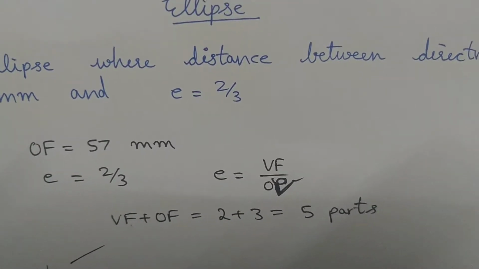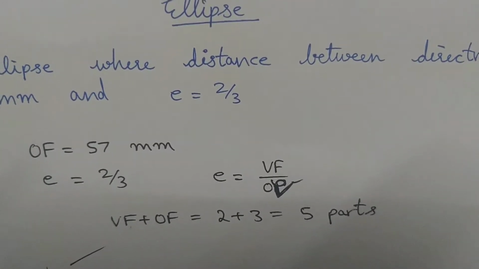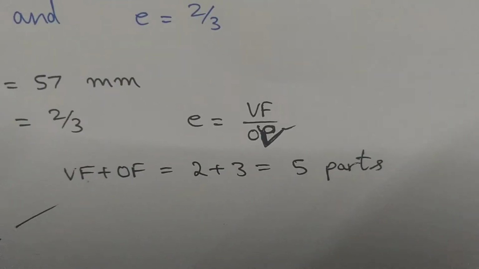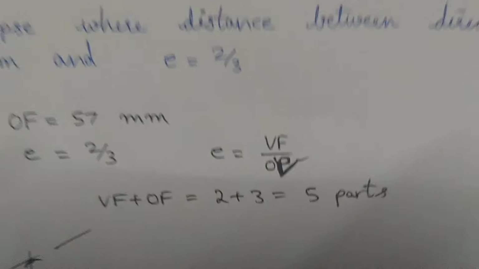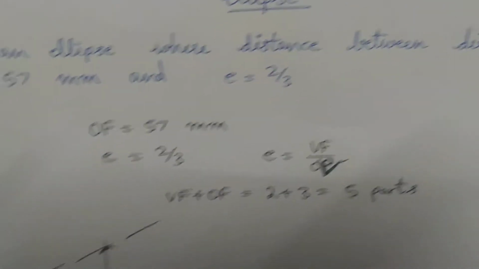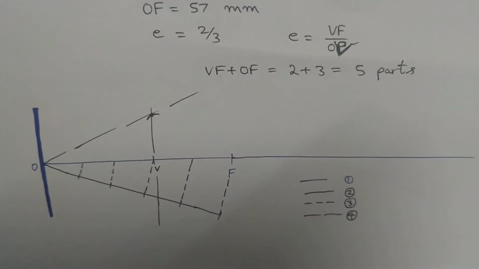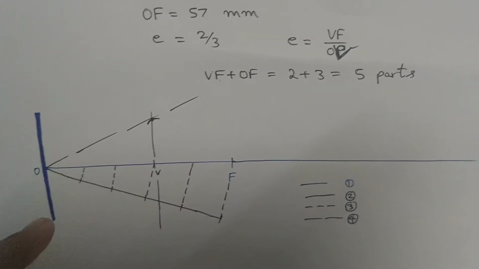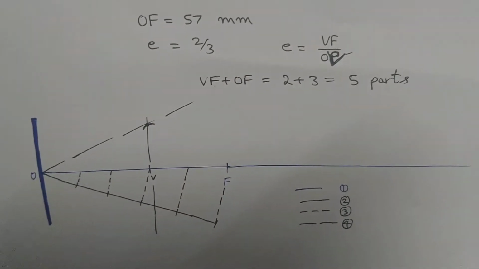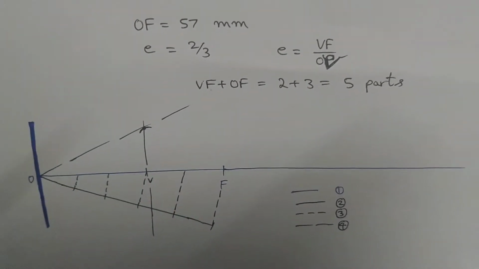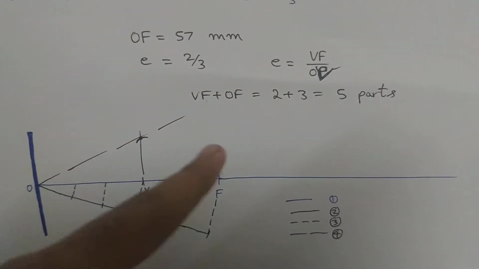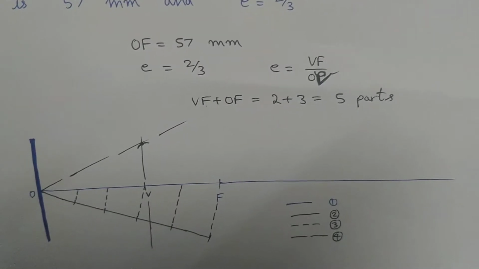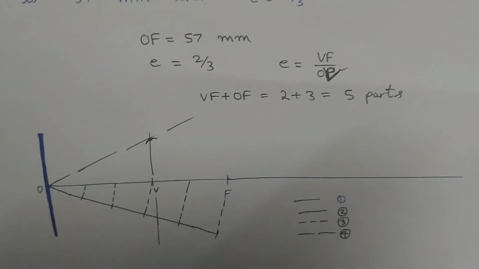So there are 2 parts of VF and 3 parts of OV. So in total, there are 5 parts. Now we can move on. Right here, this vertical line is the directrix. This horizontal line is the axis, and I'm going to measure 5.7 centimeters and mark my focus. This is my step 1.